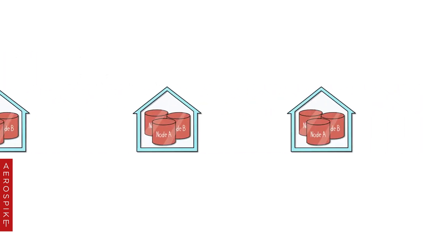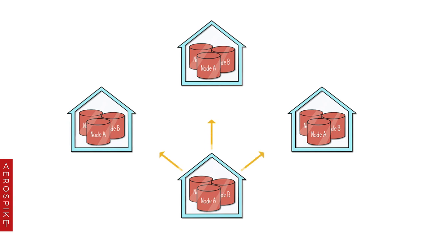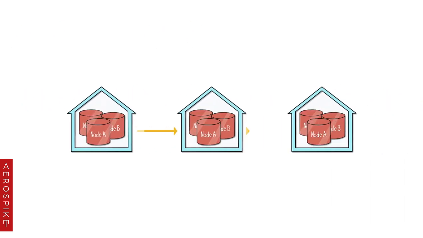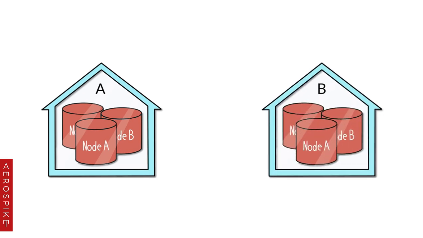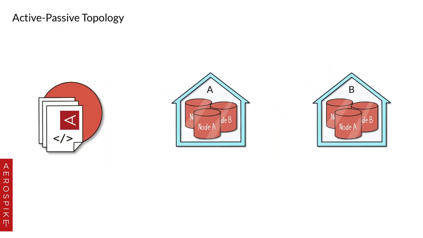Aerospike supports a variety of configurable topologies. To illustrate the first two, we'll use an example with two data centers, Data Center A and Data Center B. In an active-passive topology, a client only writes to a single data center, for this scenario, Data Center A, while the other, Data Center B, works as a standby used for reads. Client writes are shipped from A to B, but B will not ship client writes back to A. This topology is often used to balance performance on the main data center.